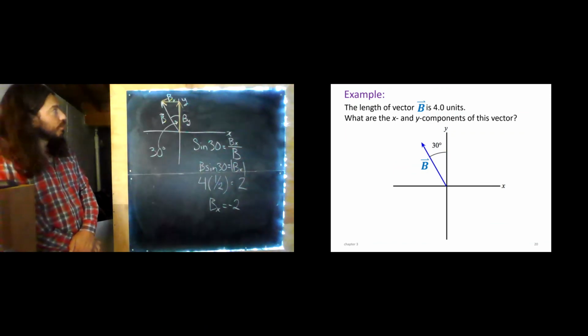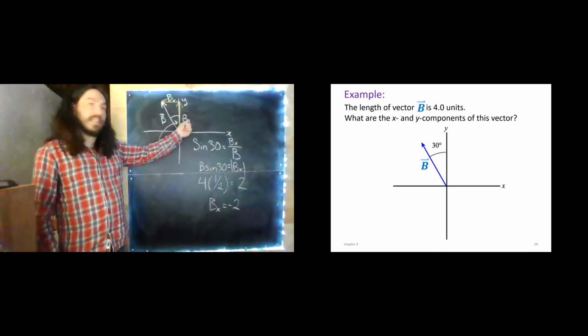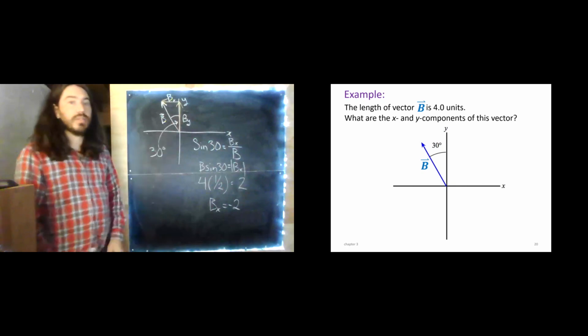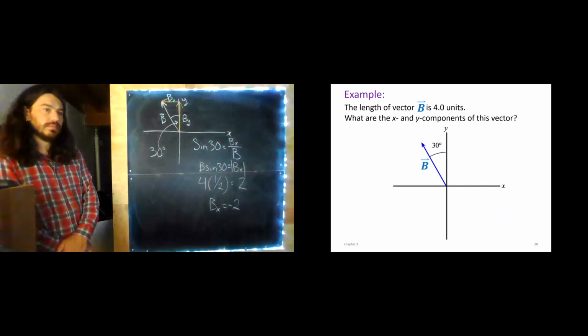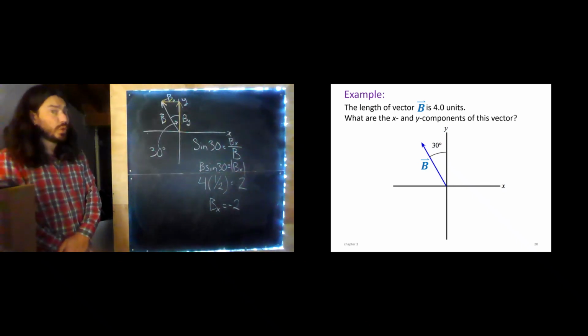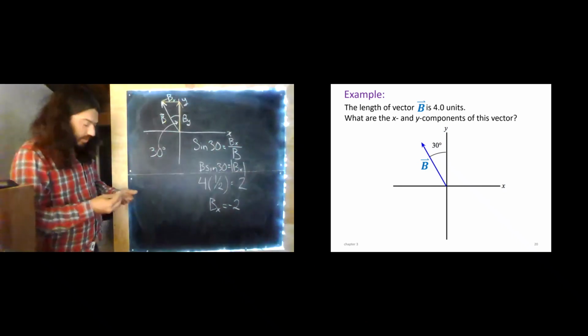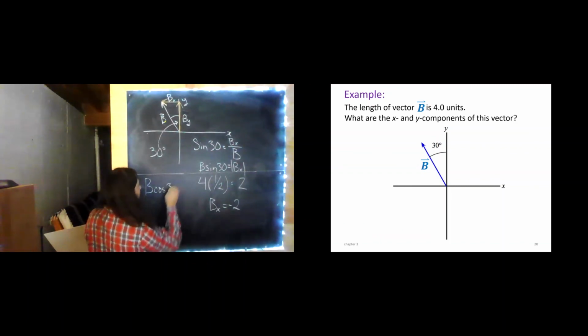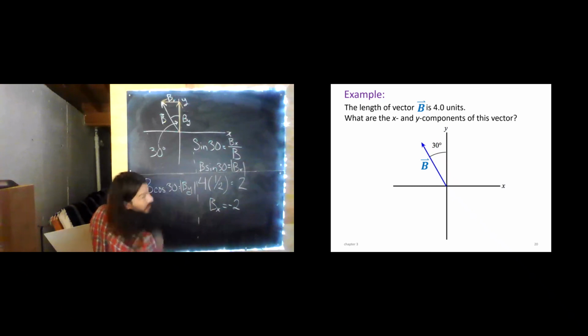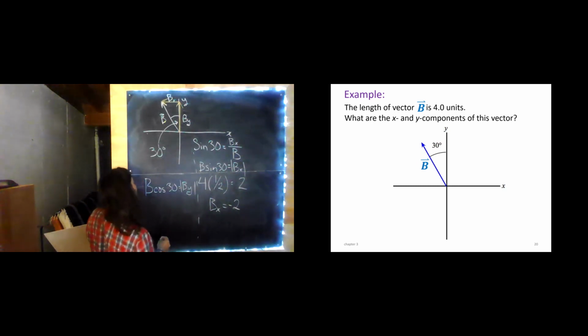Now let's look at the y direction. The y direction is adjacent. So adjacent and hypotenuse. Which trig function is that? If you said cosine, you are completely correct. And so we should write that b cosine of 30 equals b sub y. And I suppose to be completely correct, we should include some absolute value signs there. Although, you can see that our y component is going to be positive.